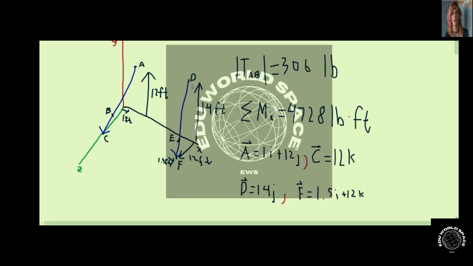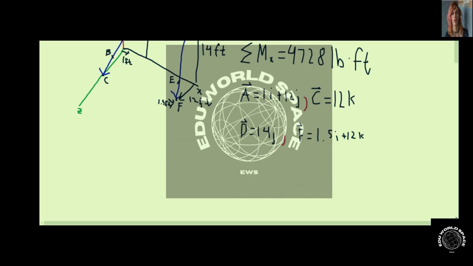So we're asked to find the tension of this DE cable here, given that the tension in the AB cable is 306 pounds. And I've already found the position vectors of the 4 different points on the figure. And to start with, I'm going to first find the AC vector.